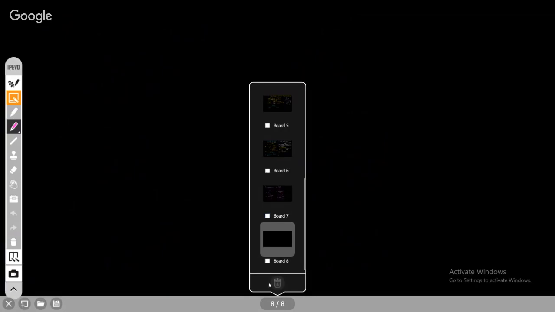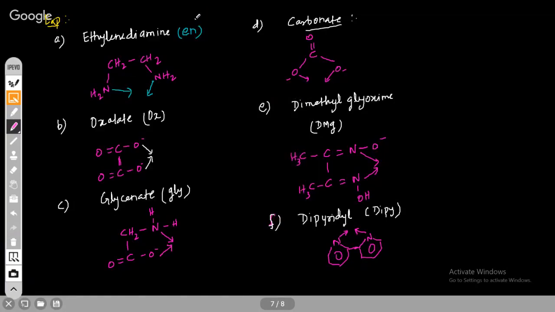Next one. These three structures are important. One more thing I forgot to tell you here. When the donor atoms are same, the ligands are said to be symmetrical ligands. So ethylene diamine, oxalate, are symmetrical, glycinate is unsymmetrical, nitrogen and oxygen. But all these are symmetrical ligands. That also you keep in mind. Donor atoms are same, symmetrical ligand.